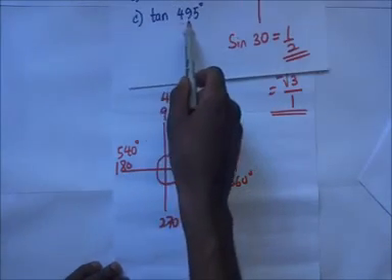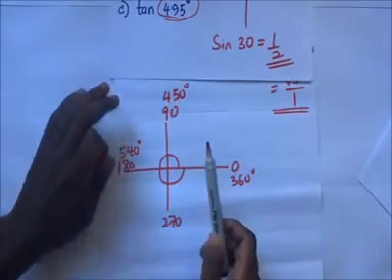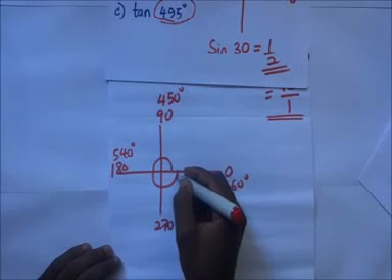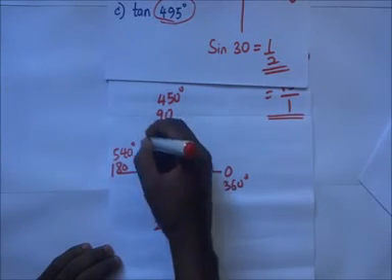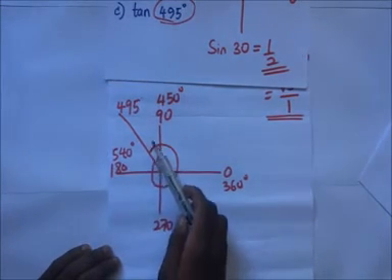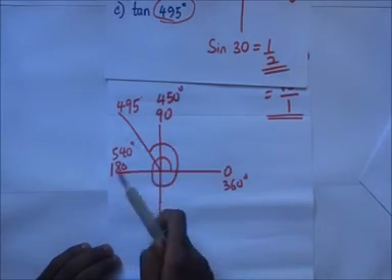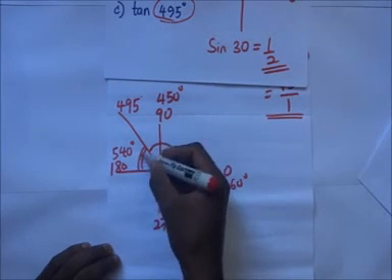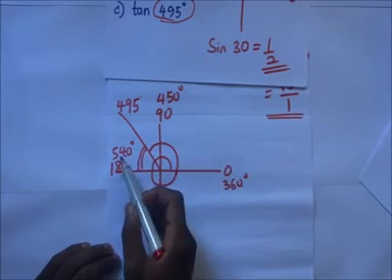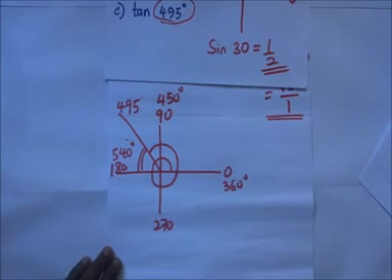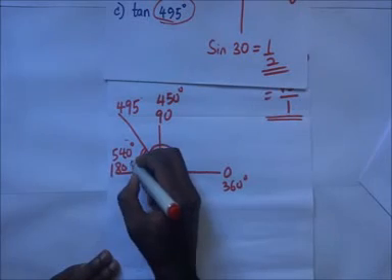So this angle, 495 degrees, is going to lie between 450 and 540. So it's lying in the second quadrant. Now after identifying that it's in the second quadrant, we need to find the remaining angle. This remaining angle is going to be 540 minus 495, and 540 minus 495 gives us 45 degrees. So we have 45 degrees.